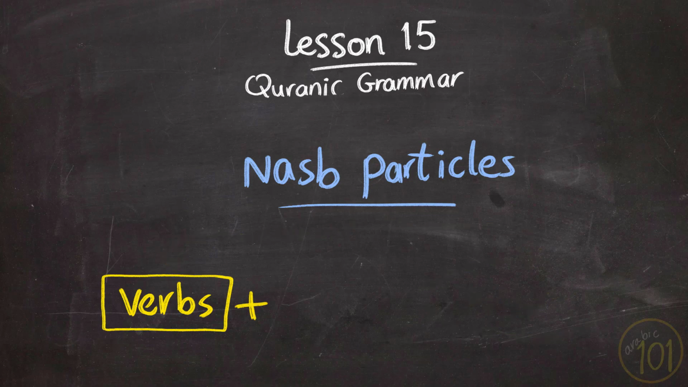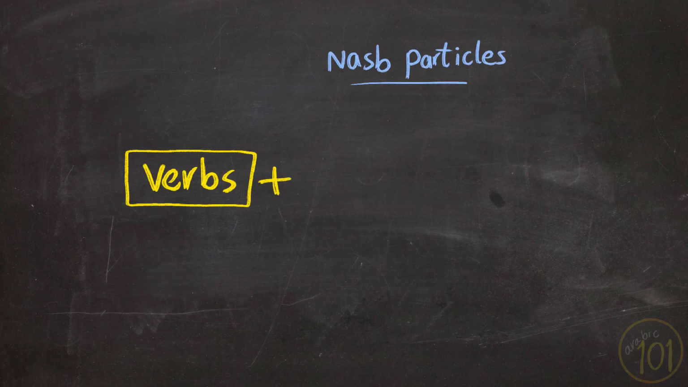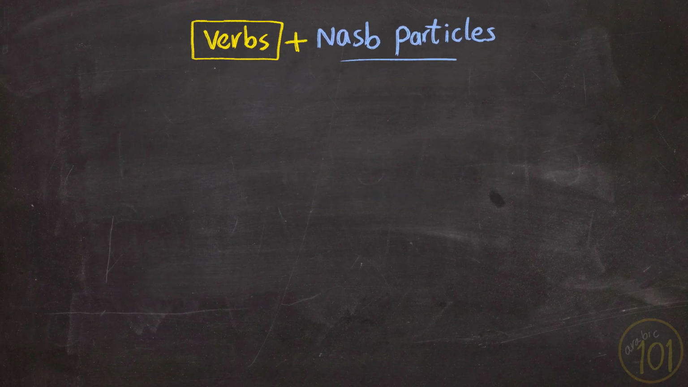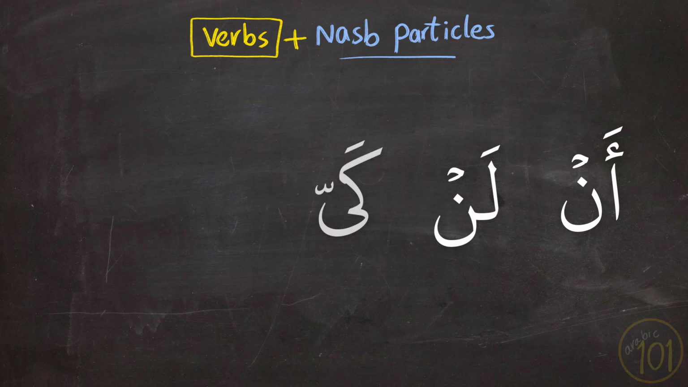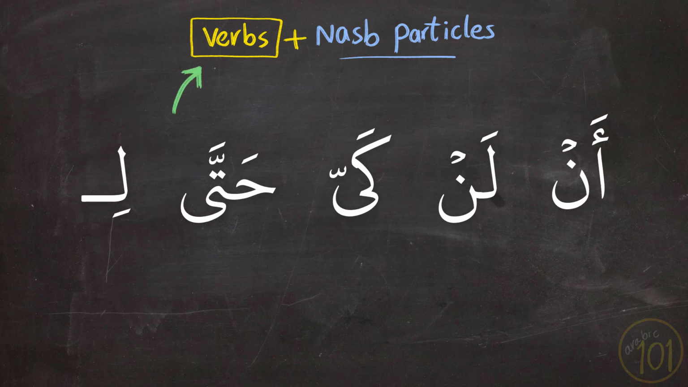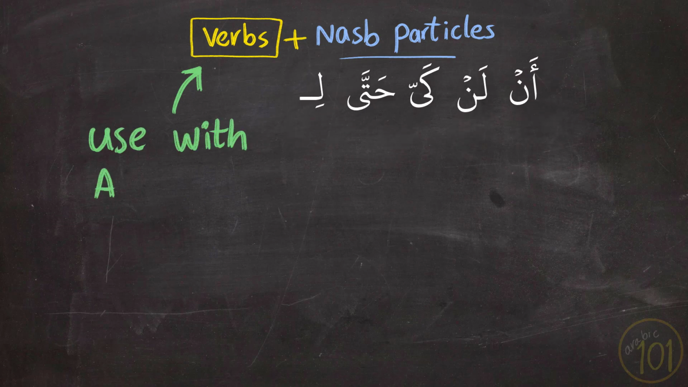So let's get started. The Nasb particles that can be used before verbs are an, lan, kay, hatta, and li. So the first question is, can we use these particles with any kind of verb? Well, no, that is not possible.